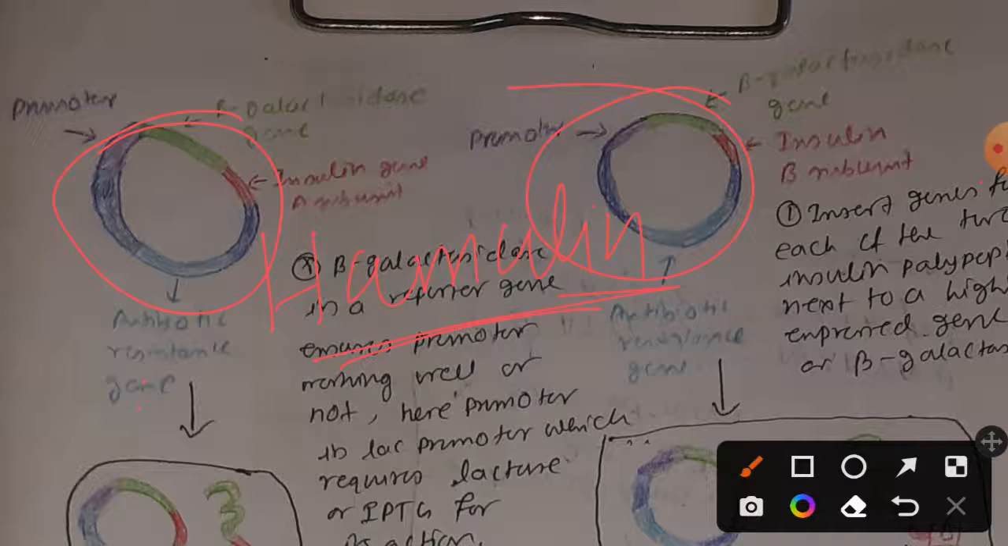In the next video, we are going to discuss another kind of important hormone that is nowadays produced with the help of recombinant DNA technology, that is the production of the human growth hormone.